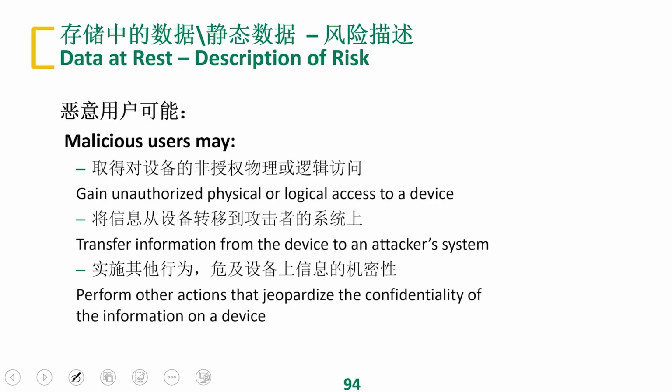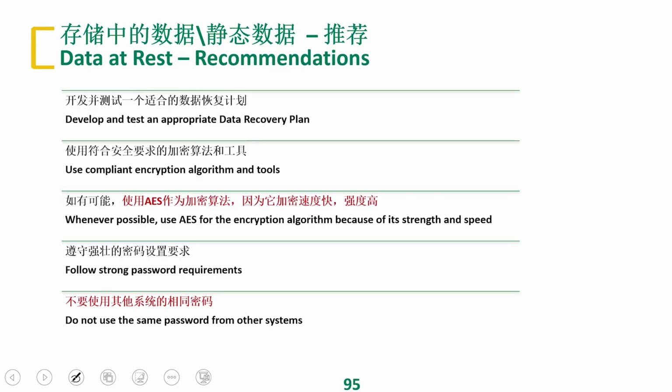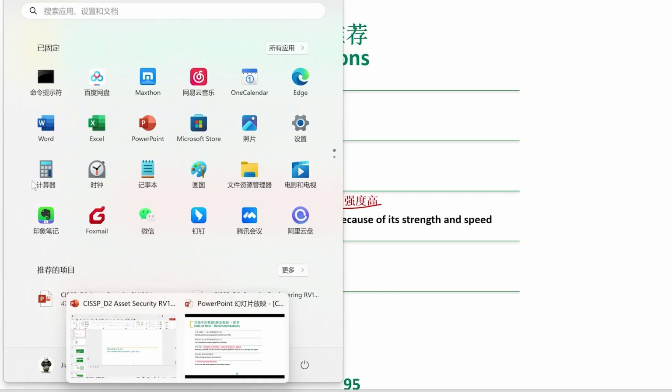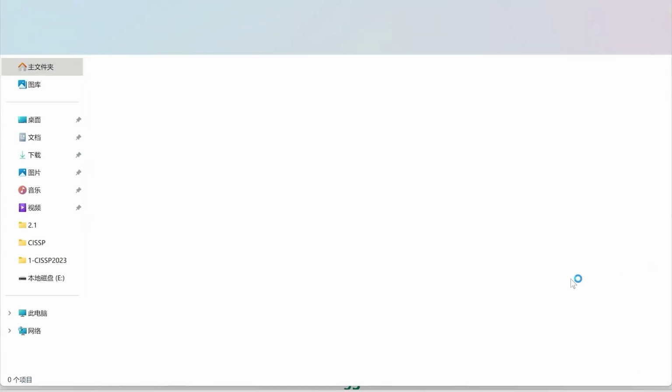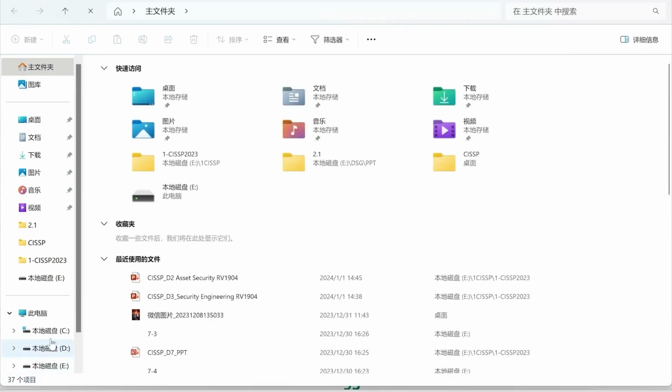So for static data, through encryption we can protect it: first, not let others see it, and second, you don't have permission to see it. This is for static data. Why use AES? You need to understand that, as we emphasized earlier, it is symmetric encryption. The characteristic of symmetric encryption is that the encryption speed is fast and the strength is high. In fact, many systems have AES encryption.